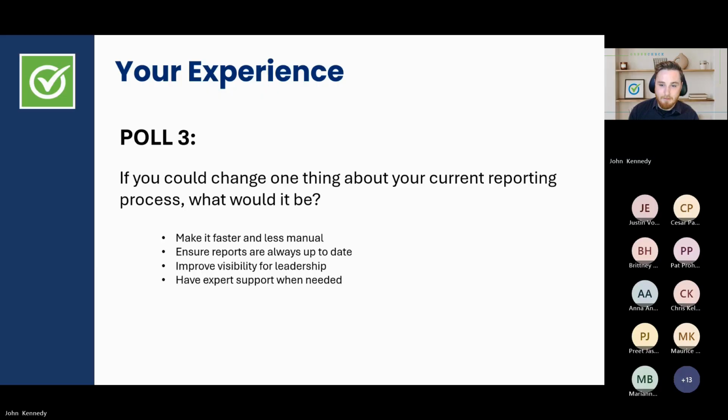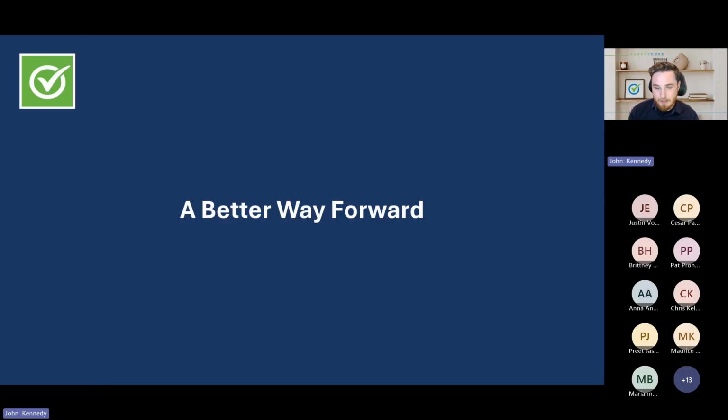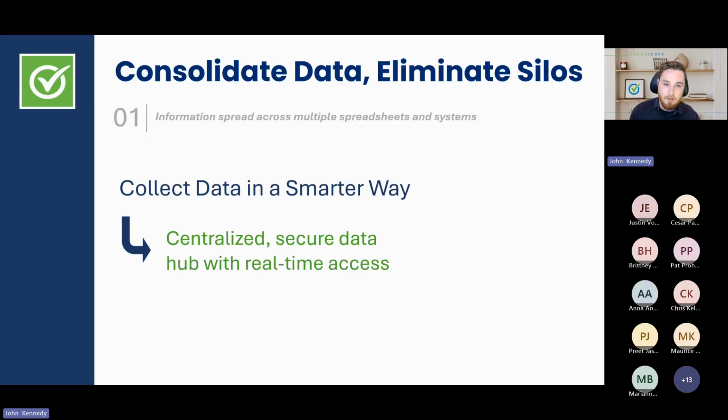Now, what I want to do is go in and show you how we run things through the GreenCheck system. It's through RiskCheck Connect. When we're looking at consolidating data and eliminating silos, making sure that all of those scattered pieces of data are collected in one spot, our platform is set up in a centralized, secure way with real-time access for everyone who might need it.